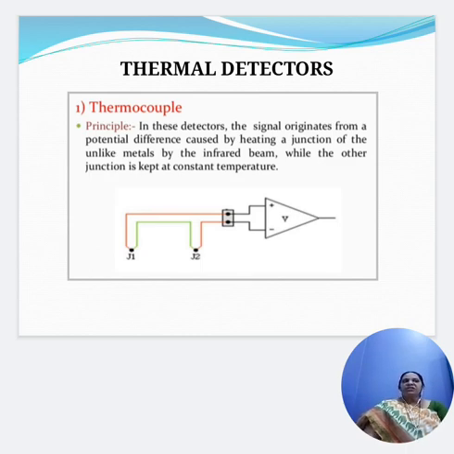The temperature difference due to the falling IR radiation generates a potential difference across the junction, which amounts to the intensity of the IR radiation falling on the hot junction. The hot junction is generally blackened to improve its heat absorbing capacity. So in this detector, the signal originates from the potential difference caused by heating a junction of unlike metals by an infrared beam, while the other junction is kept at a constant temperature. So this is a thermocouple detector.